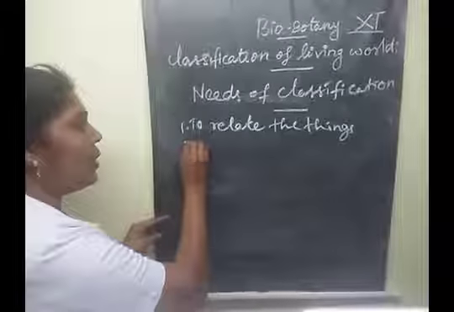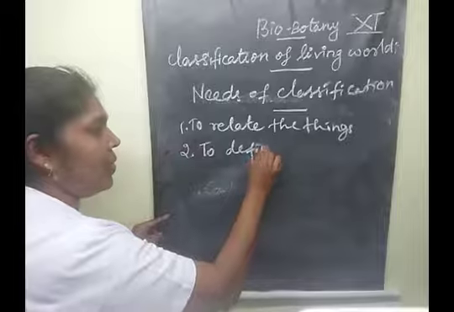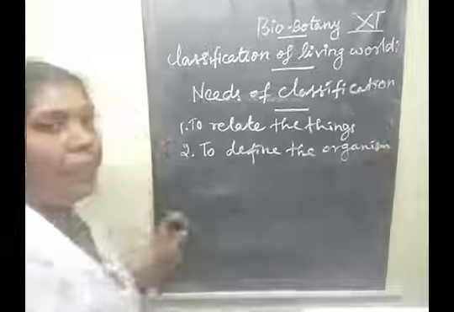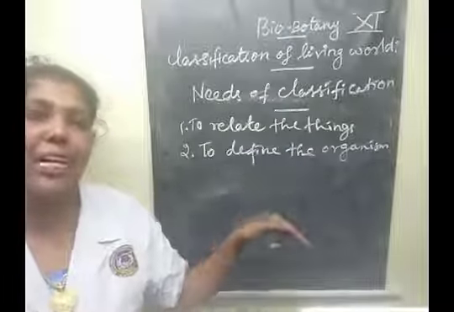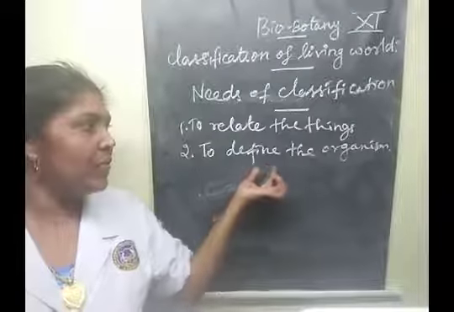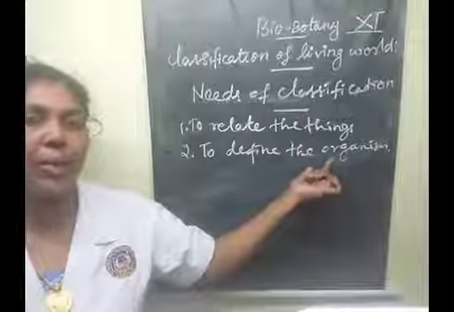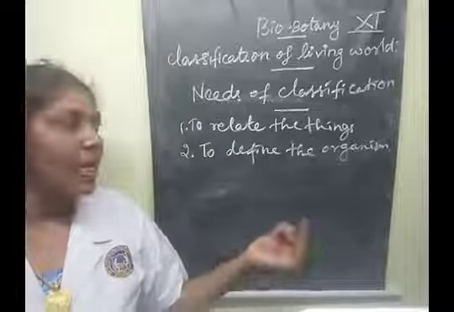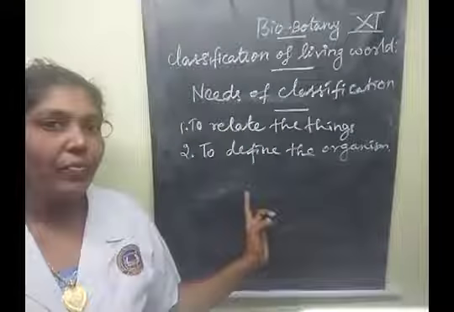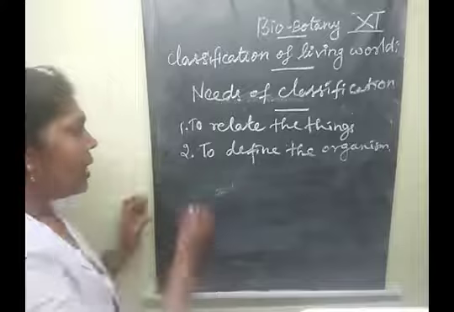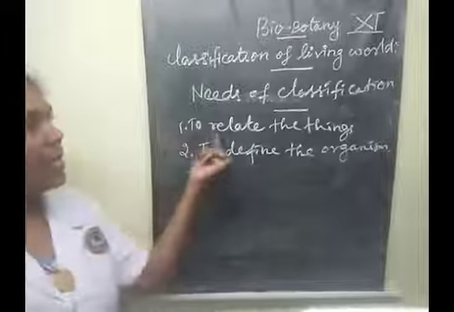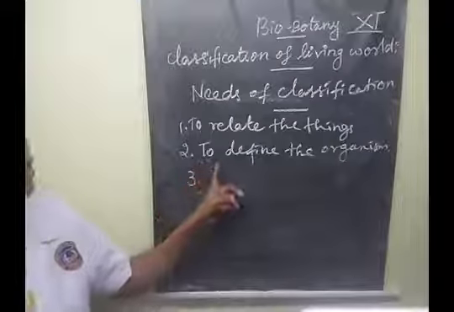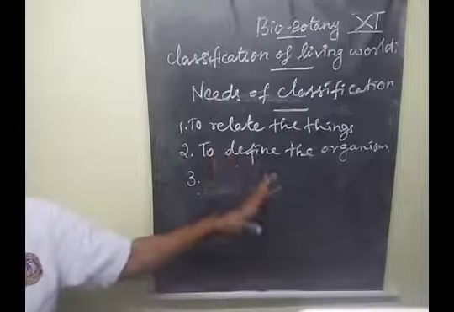Understood? The next one, to define the organism. To define the organism based on certain salient features. Suppose you want to define an organism as a monocot or dicot, that is based on some salient features. So that is another need of classification. The first one, to relate the things based on common characteristic features. The second one is to define the organism based on certain characteristic features.